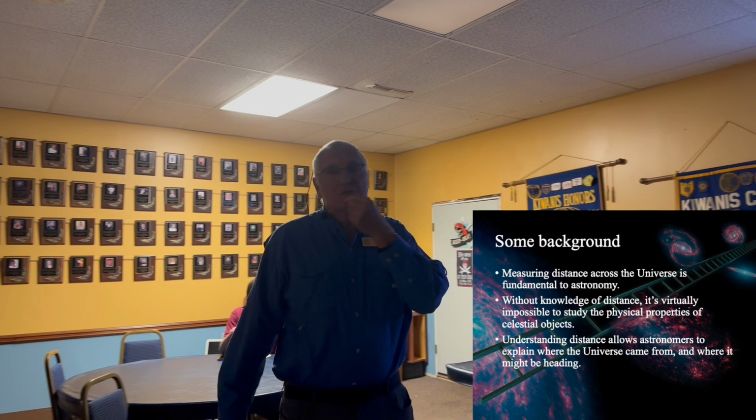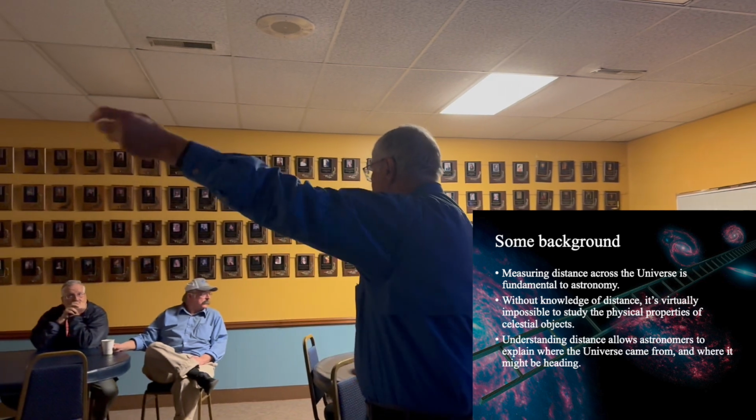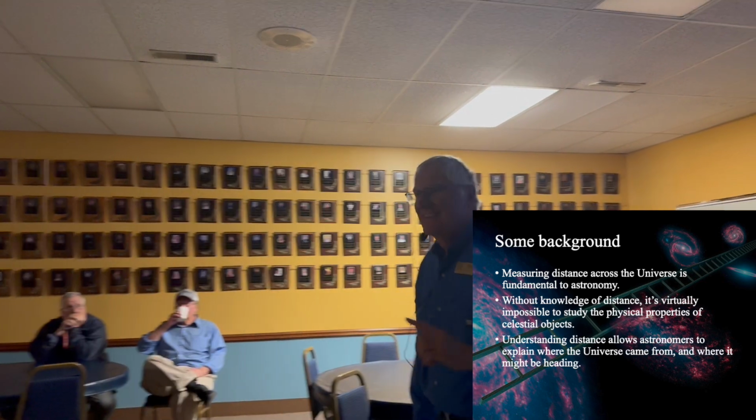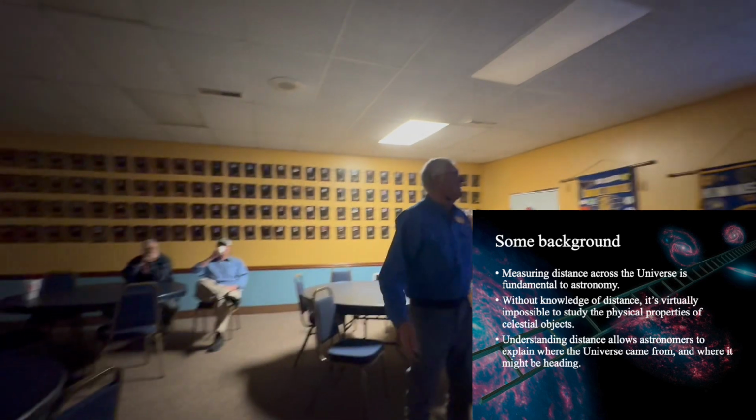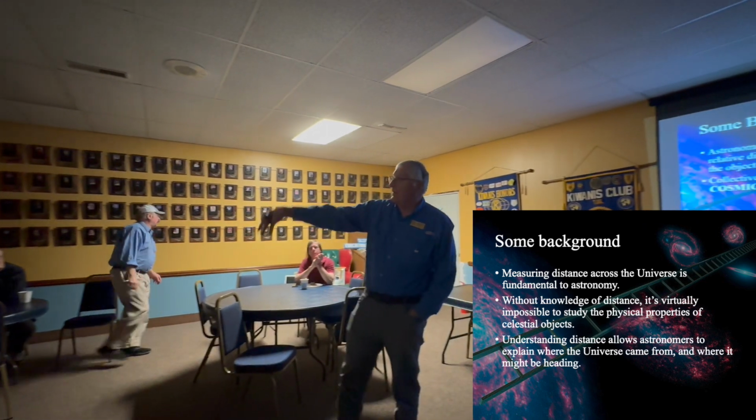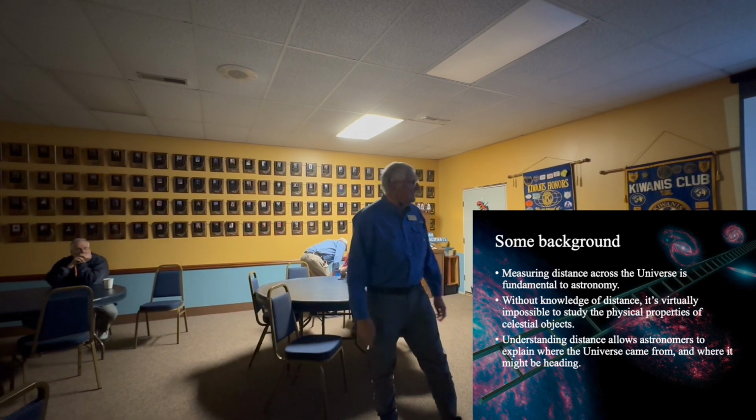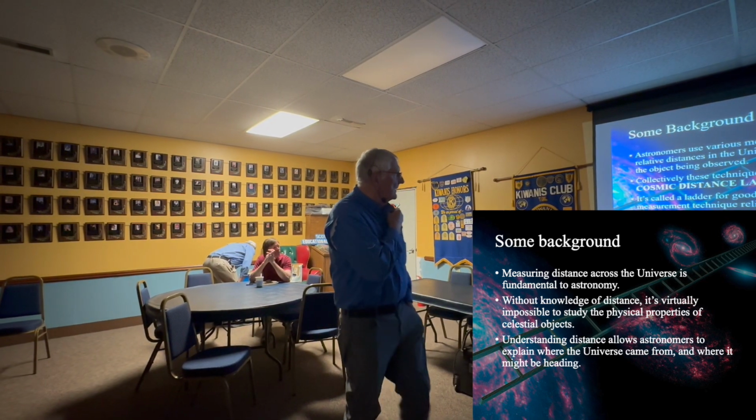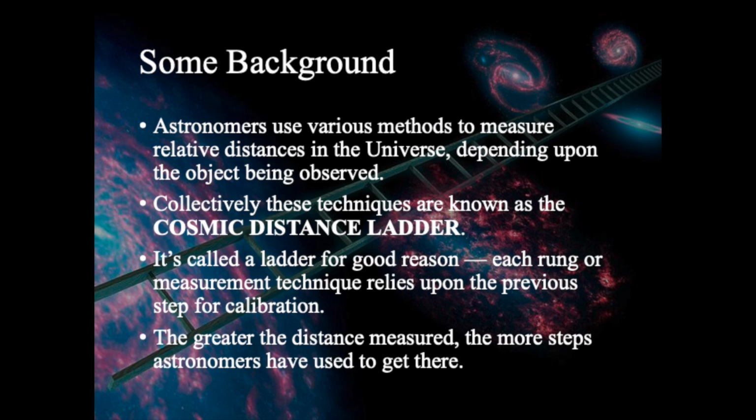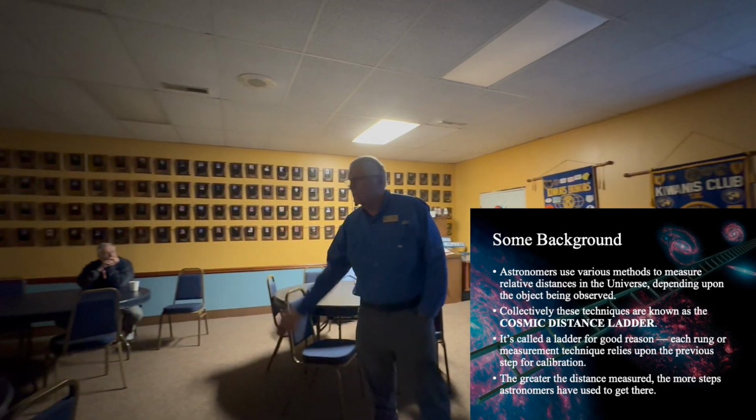So, some background. We use various methods to do this, and giving someone a tape and starting walking is not one of them, except for measuring things on the ground, maybe. Collectively, these various steps, because one depends on the other, as you will see, are referred to as the cosmic distance ladder. So the greater the distance you're measuring, the more steps. Now we do have some real direct methods for measuring big distances, and we'll talk about that a little bit with type 1a supernova and that sort of thing.